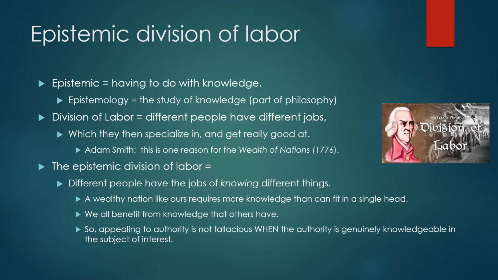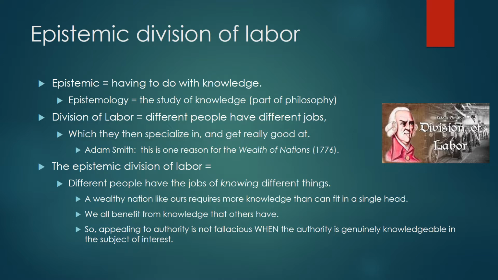Adam Smith, in his great work, The Wealth of Nations, pointed out that this is one reason that we're as wealthy as we are. Notice that pretty much every society has a division of labor. Even hunter-gatherers have a division of labor. Generally, the men hunted and the women gathered. So even the most primitive human societies have a division of labor. But hunter-gatherers are chronically poor. Our society is very rich because, one reason is, we have so much more division of labor. Different people know different things.